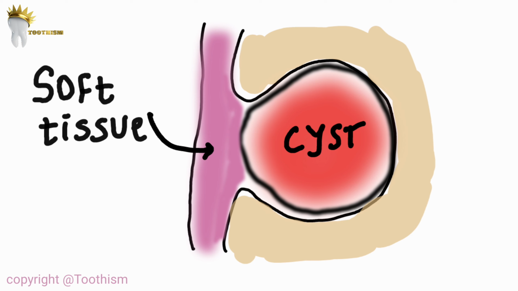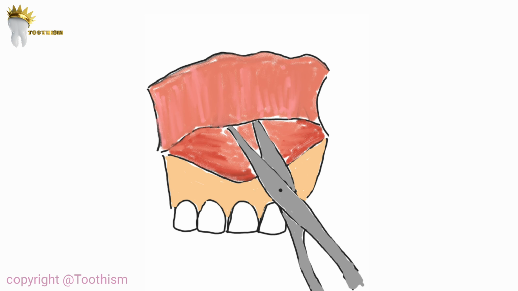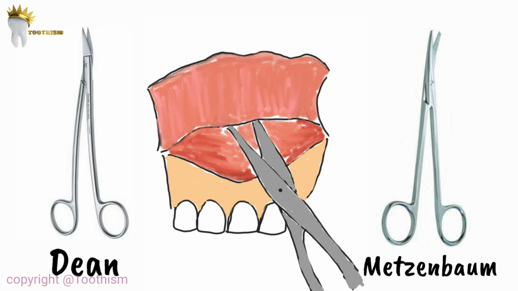This is when we need scissors that will help in dissections. So we mostly use Dean scissors or curved Metzenbaum scissors. The Dean scissors have a pointed tip and the Metzenbaum has a rounded tip. So depending on the density of the tissue, we can use either of the two. We have to take care that the scissors will not cut into the cyst because then the cyst contents will come out and it will be very difficult to identify the borders of the cyst.